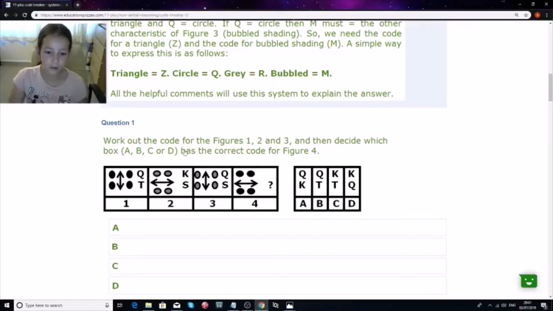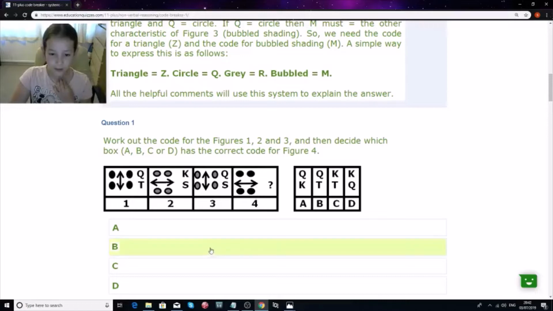What do these have in common? Well, Q and Q. The only thing they both have is that the arrow is pointing vertically, so it is standing upright. So this must be what Q means. So K must mean horizontal.